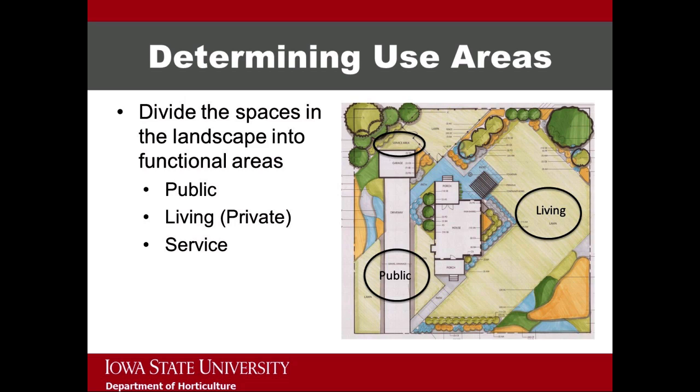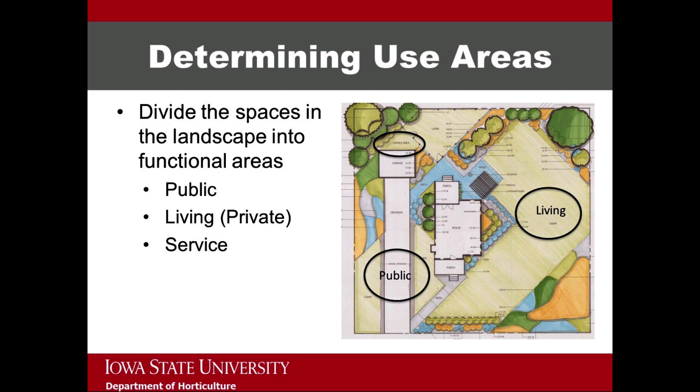The next overarching concept to consider is determining how the different areas within a landscape will be used. Most residential landscapes have three main areas: the public area, the living or private area, and the service area. Each of these three areas have different functions within the landscape, and as such, each also has its own unique set of characteristics. To help people visualize this concept, I often liken use areas to the rooms within a home.